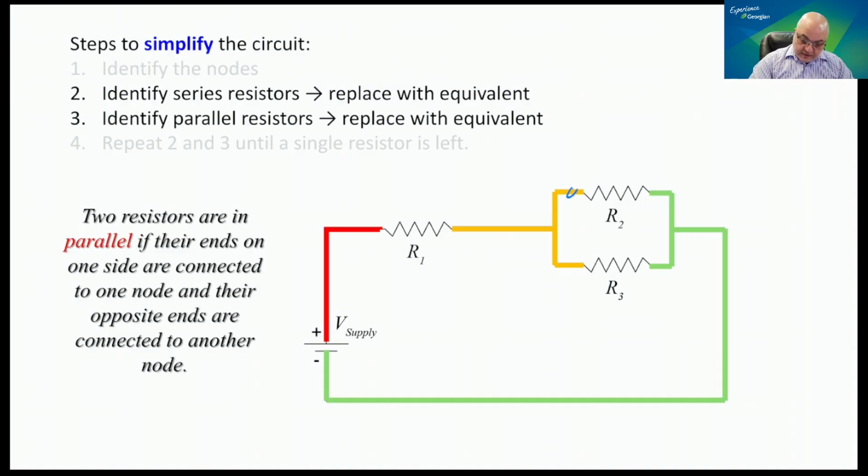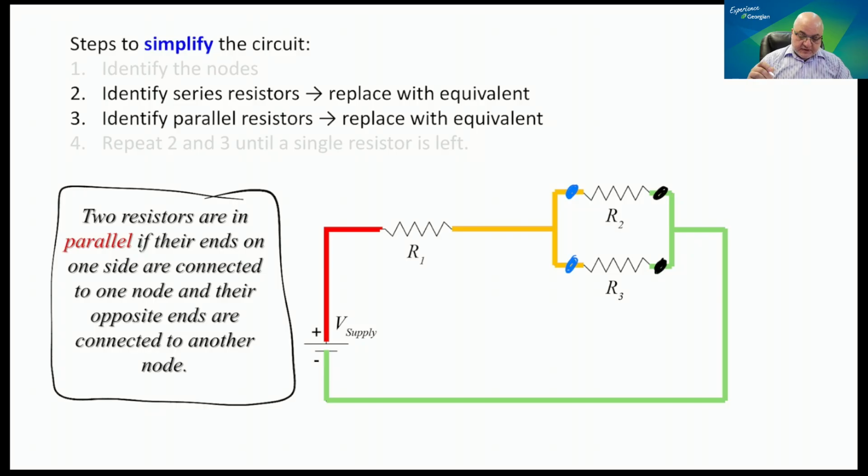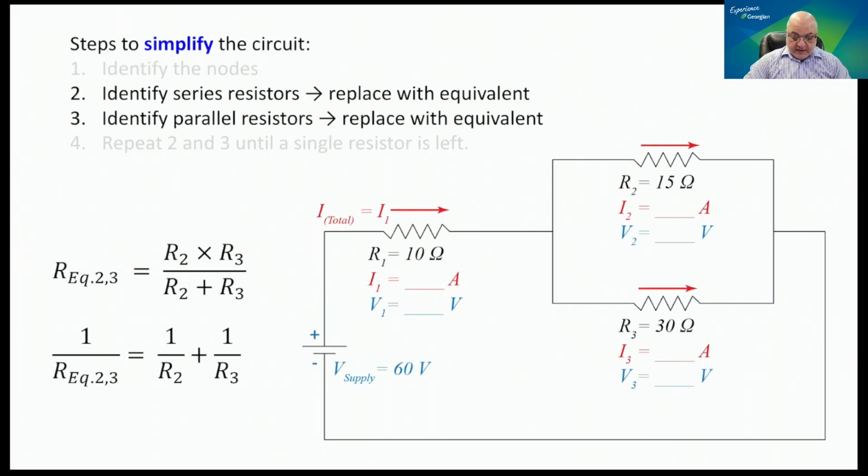I'm going to use this end here and this end here of R2 and R3. They are on one side of the two resistors and also connected to the orange node. So they are connected in one node on one side. And also the opposite end of each resistor is connected to a different node. Okay, so this rule has been fulfilled now. Therefore, R2 and R3 are in parallel. So you can repeat doing that as long as you want until you get to a single resistor.